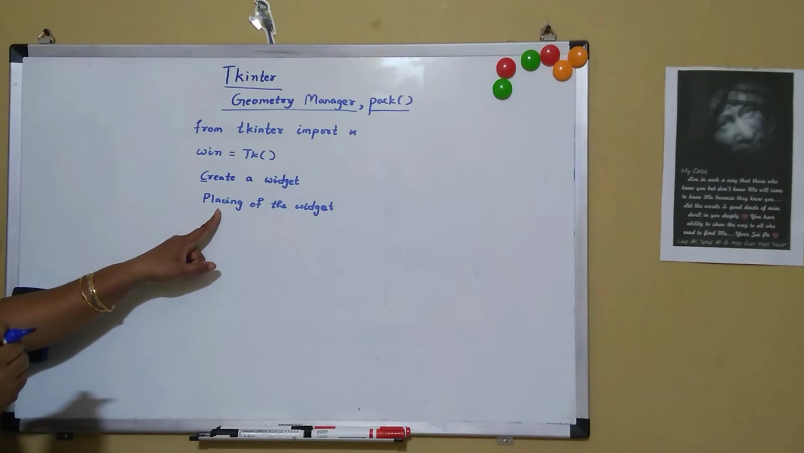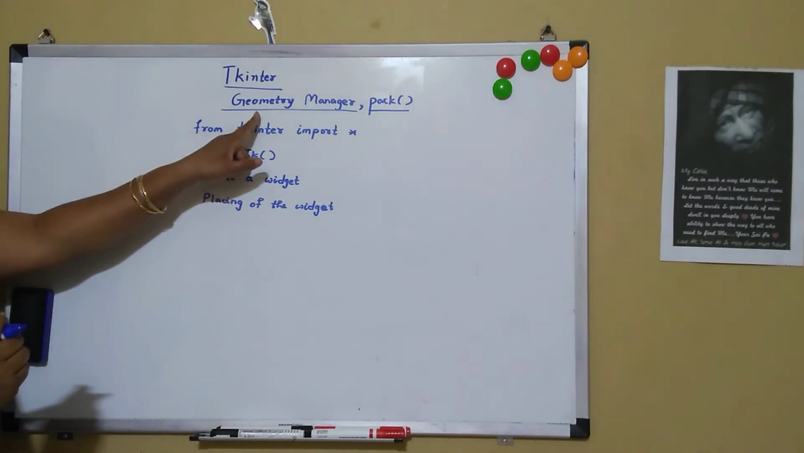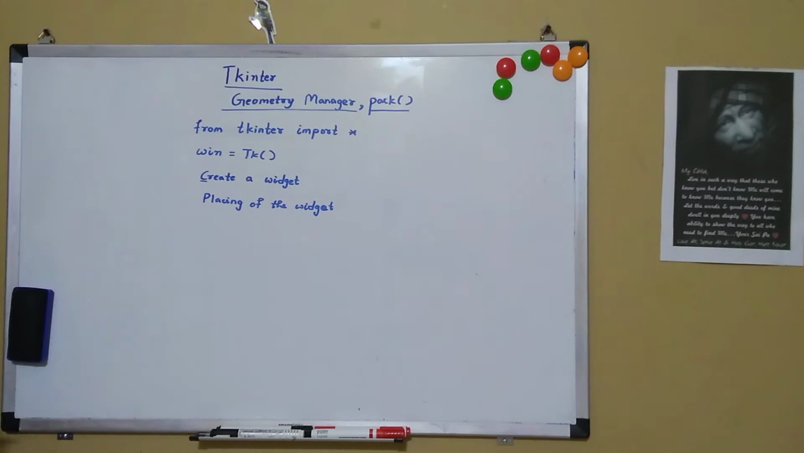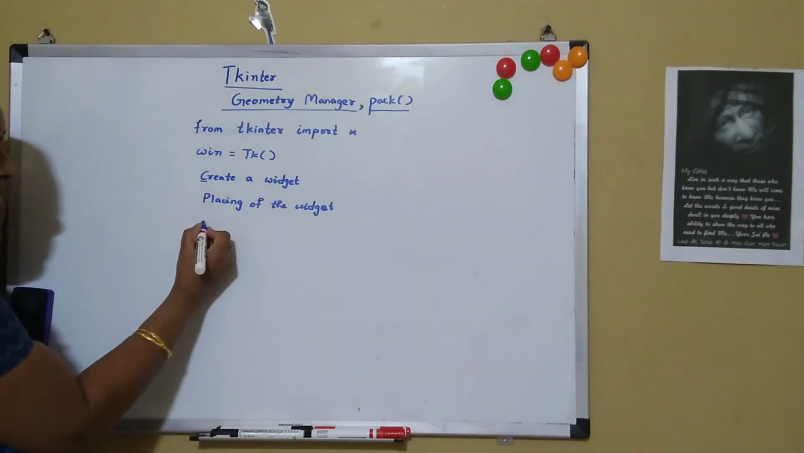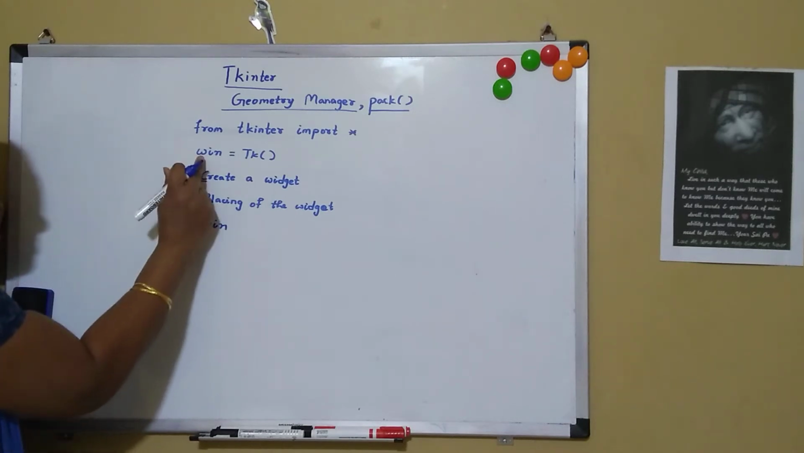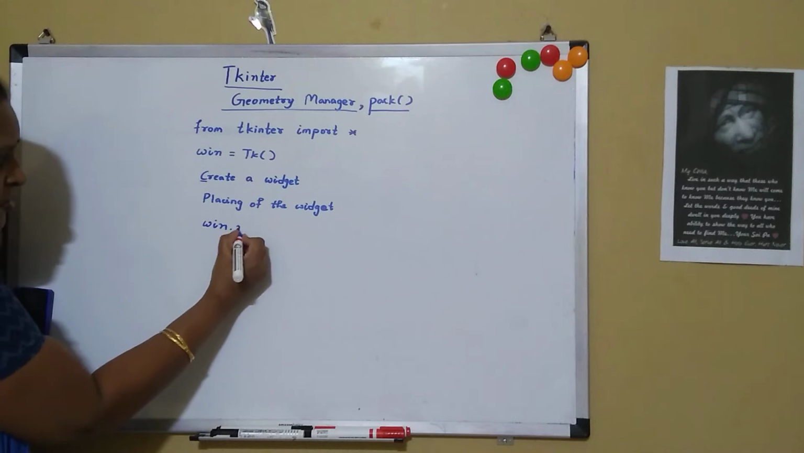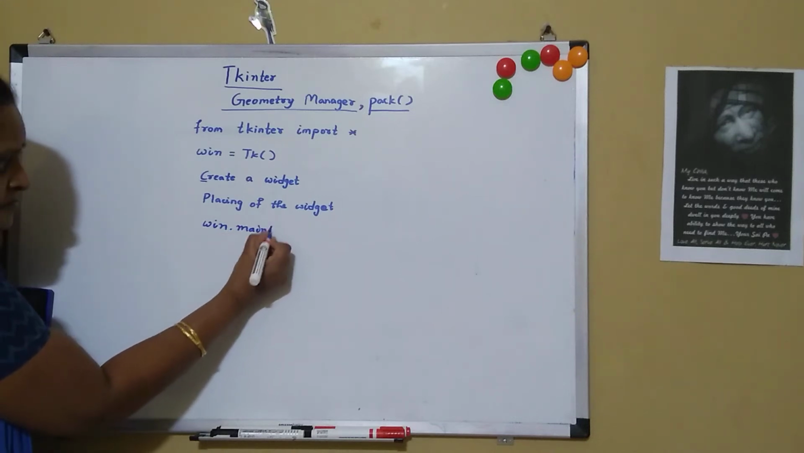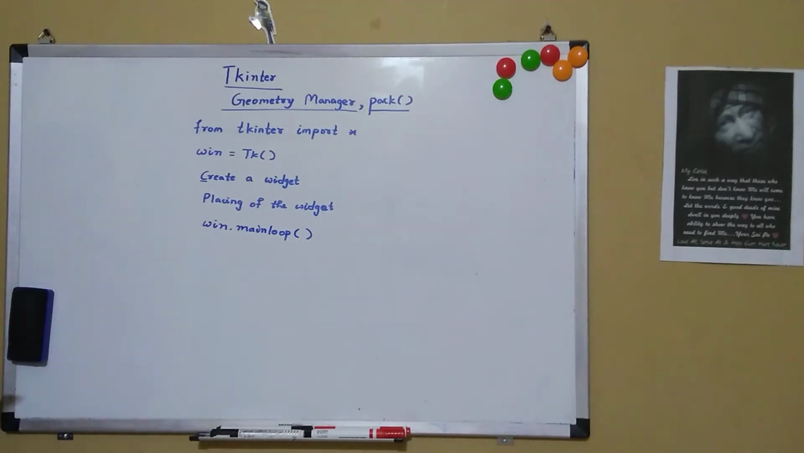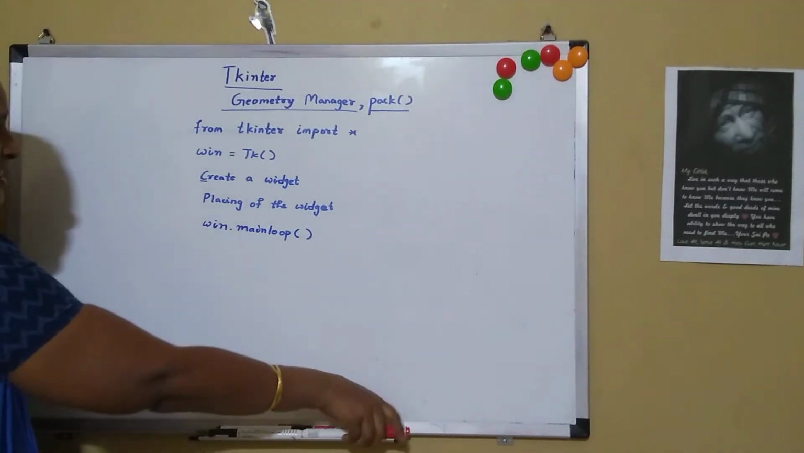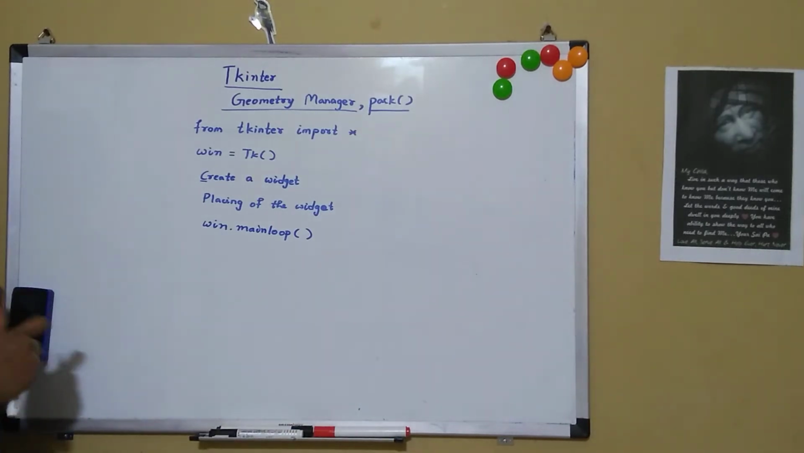For placing the widget on the screen, we use the geometry managers. Geometry managers help us to place the widget in a specified position or order. And finally, we have to run the main event loop. So it will be win, that is the window which we have created, dot mainloop. So friends, these are the steps which we have to follow while creating a GUI application.